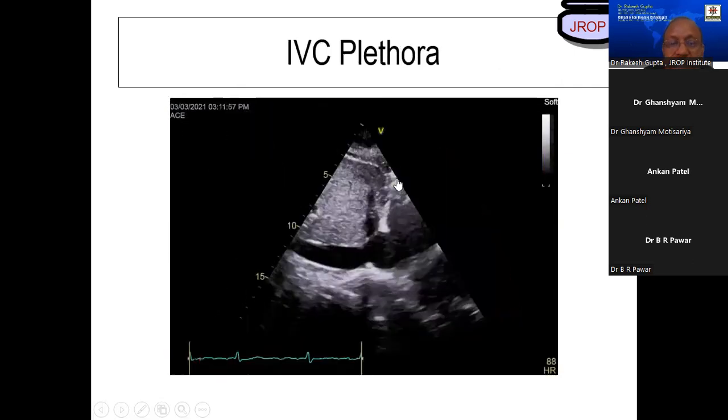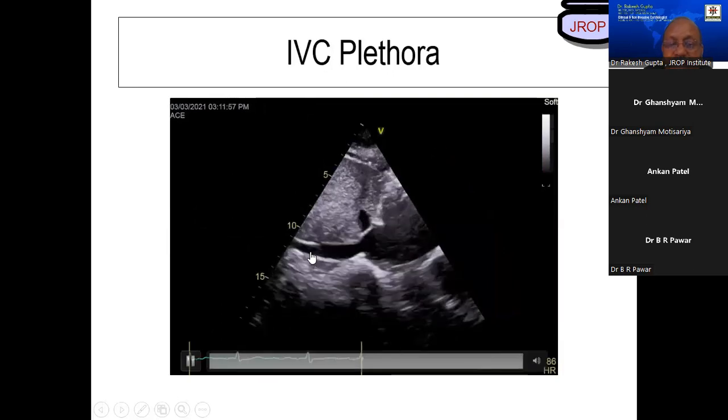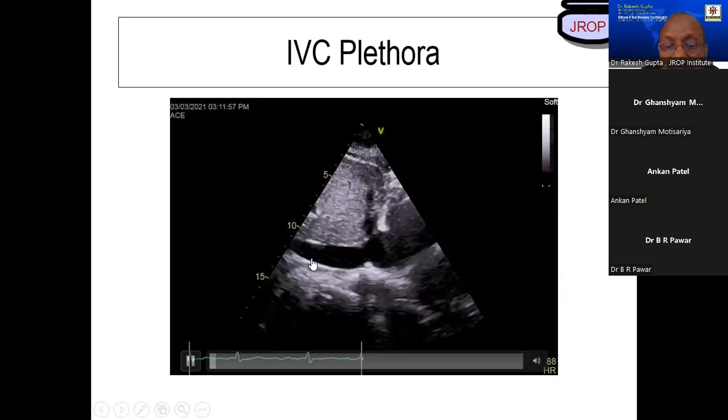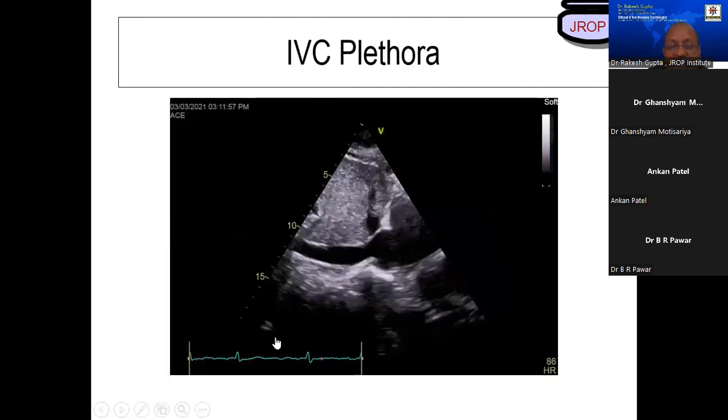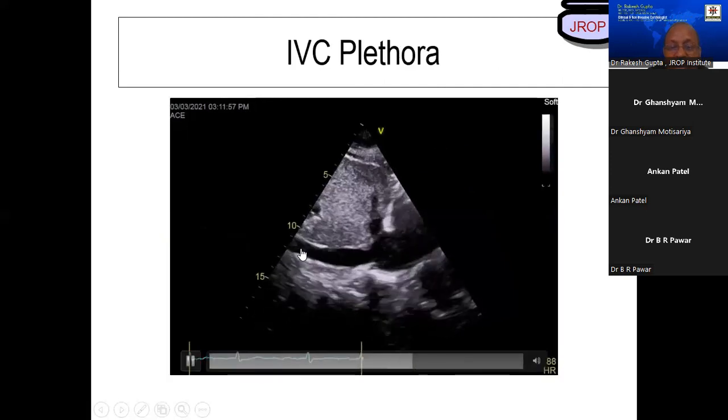So the patient has features of IVC plethora, a dilated IVC which is collapsing less than 50%. We cannot measure over here. We have to measure at the IVC where the hepatic vein joins. So this is the place where I'll measure my IVC diameter. And look, it appears that IVC is normal, but it's not true, because we have to measure at this point, not at this point.